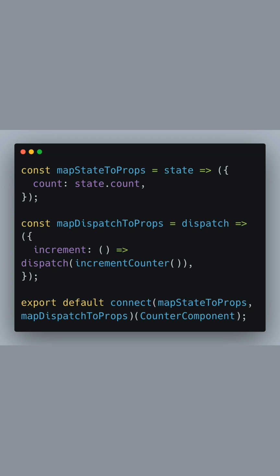We also define mapDispatchToProps, which gives us a way to dispatch actions to the store. In this case, invoking incrementCounter. Finally, we use the connect function, passing mapStateToProps and mapDispatchToProps, and then our Counter component. This makes the state and the increment function available as props in our component.